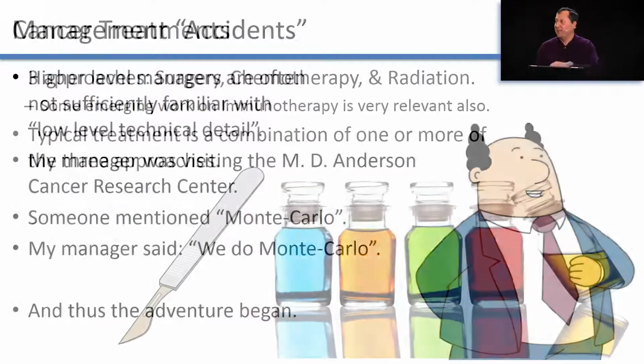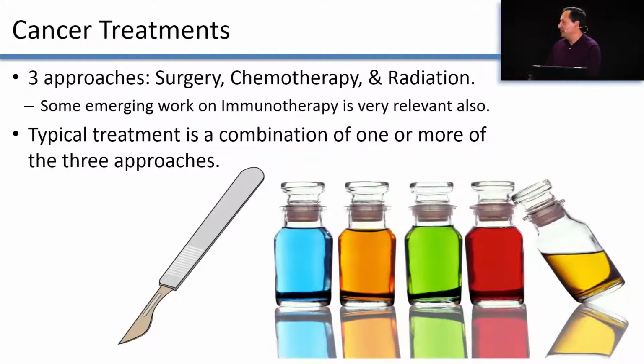So now we shift from VLSI to my new life, cancer treatment. There are three major ways that you treat cancer. Surgery, you cut the tumor out. Chemotherapy, which is essentially poisoning the tumor. You are giving the person various kinds of poison to kill the tumor. And radiation. I will talk more about radiation in a little bit.